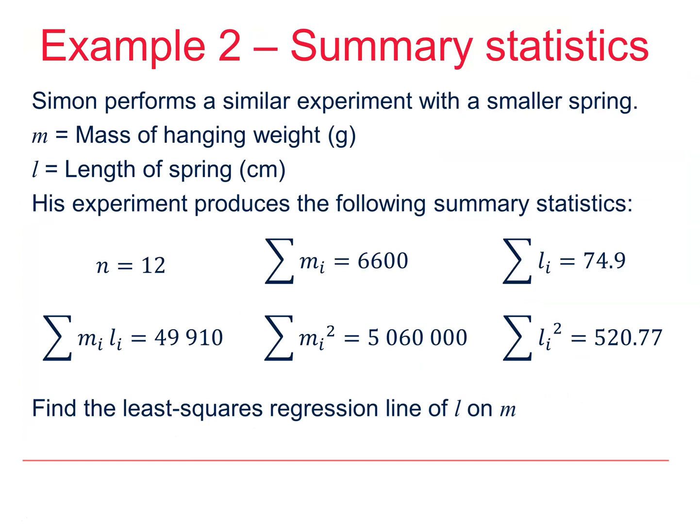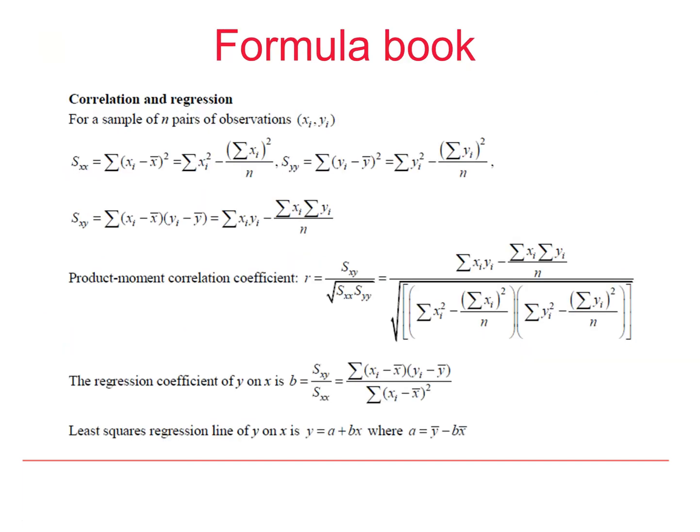Alternatively, you may be given summary statistics rather than raw data. Here we are given the variables to use, m and l, and the summary statistics, which are exactly the same ones we get for Pearson's product moment correlation coefficient. We're asked for the least squares regression line of l on m, so we need an answer of the form l is equal to a plus bm. The required formulae are provided in the formula book.